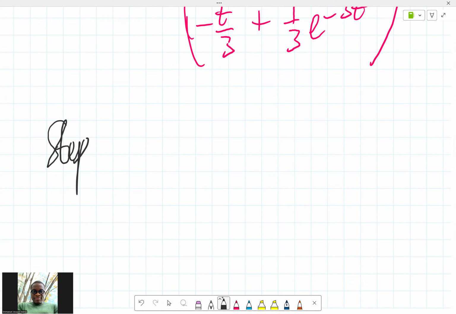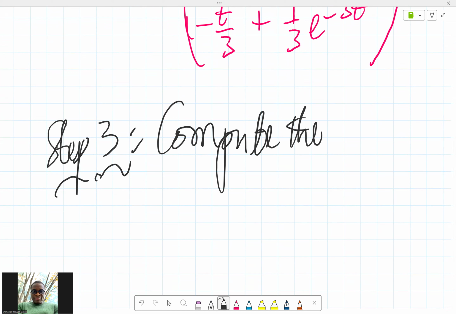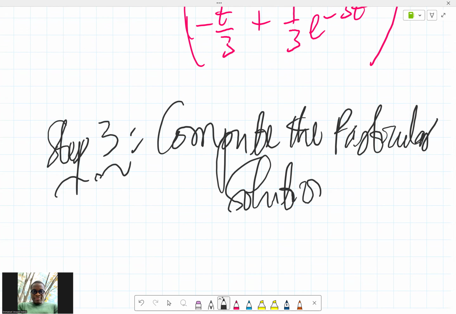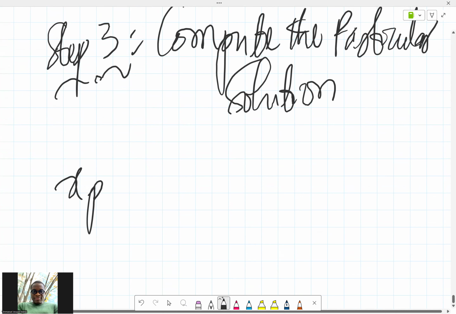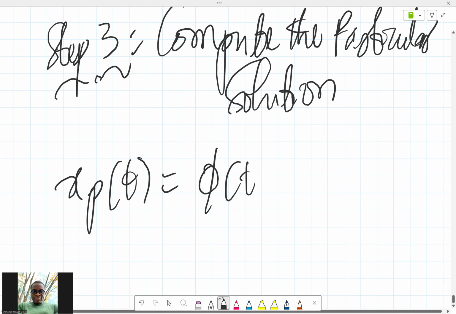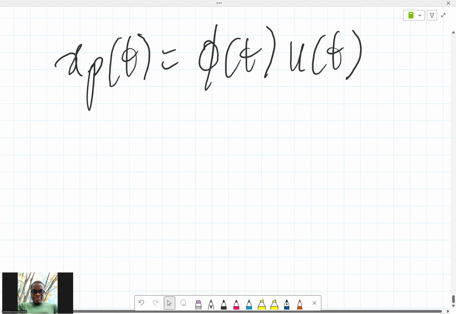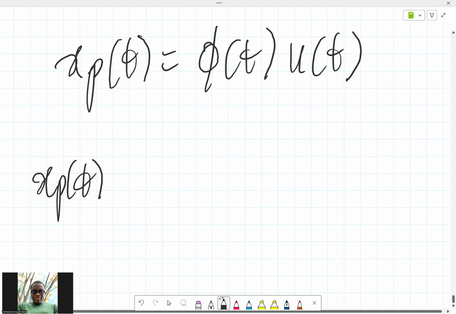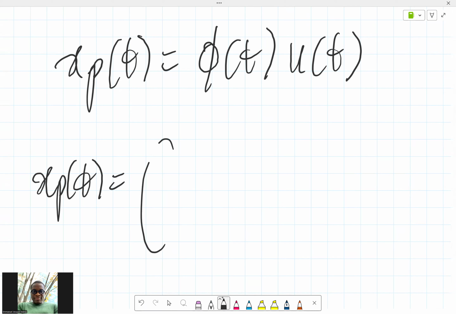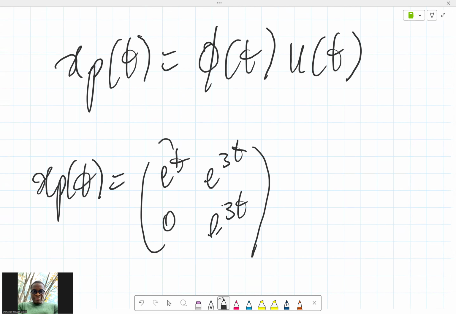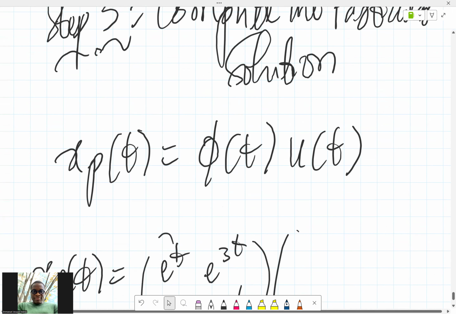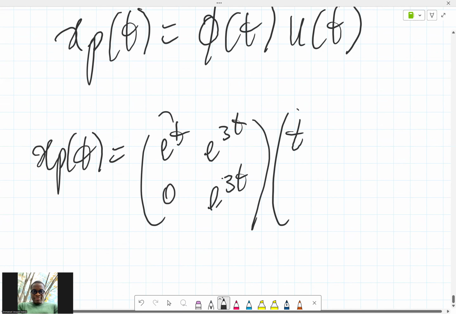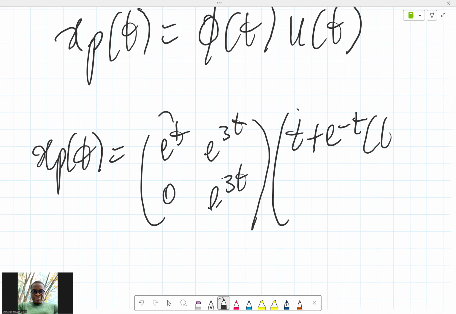So step 3, compute the particular solution. In this case, the particular solution is the solution we assumed at first. So xp of t is just phi of t multiplied by u of t. What is our phi of t? You remember it's e raised to power t, 0, e raised to power 3t, into what we have just got now: t plus e raised to power minus t into t plus 1.